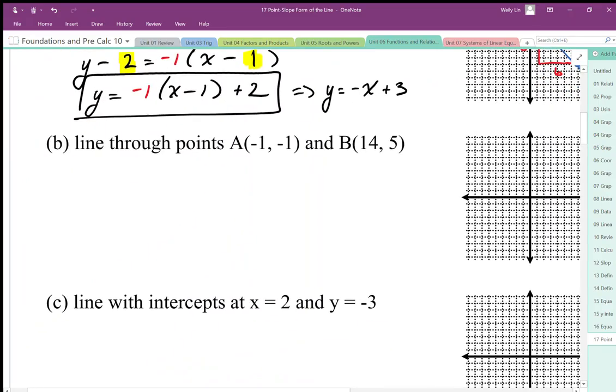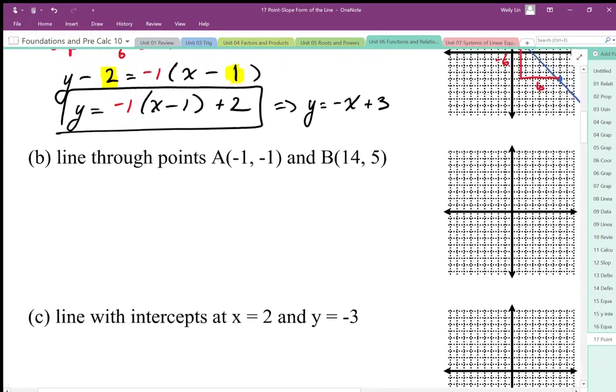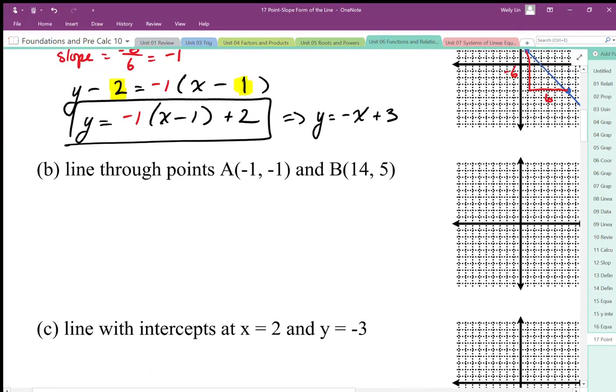So let's do another example of this to see how we do this. The basic steps are find the slope, plug in a coordinate. And it doesn't matter which x1 and y1 I use. It doesn't matter, I can just plug in either one. And then I'm done. I'm finished.